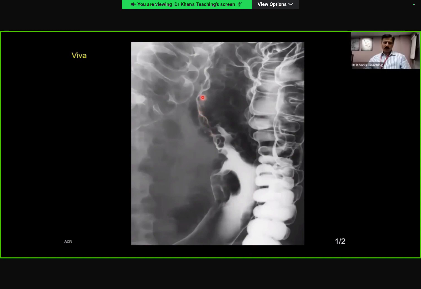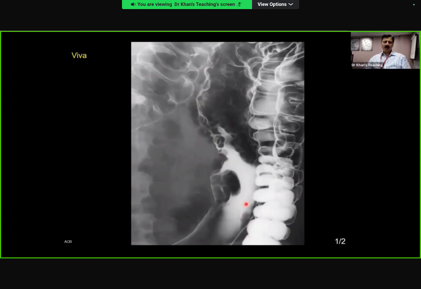Look at the profile here. Look at the wall. This is a hint. There's edema as well. Is this a cobblestone kind of appearance? Right. Okay, I'll take over.